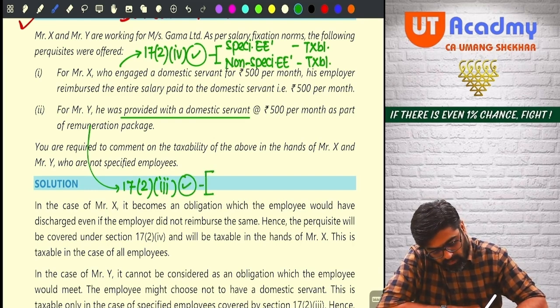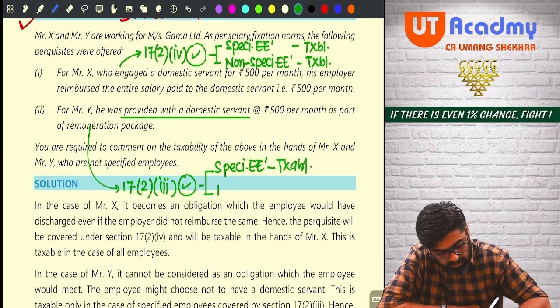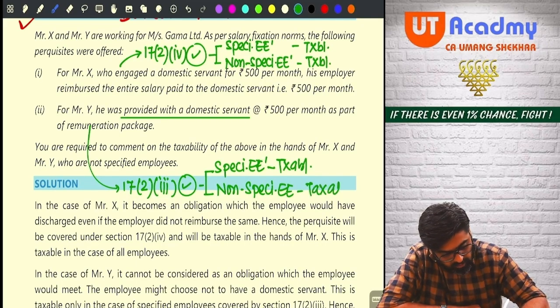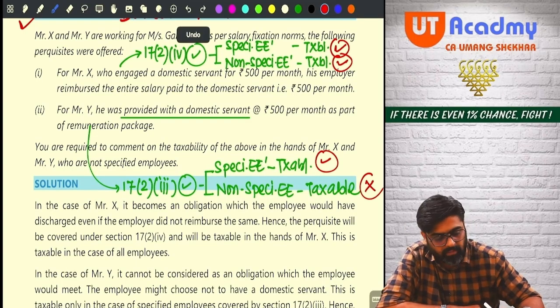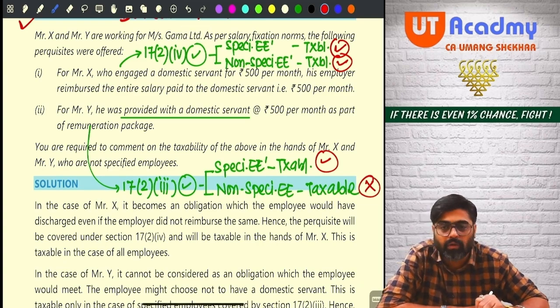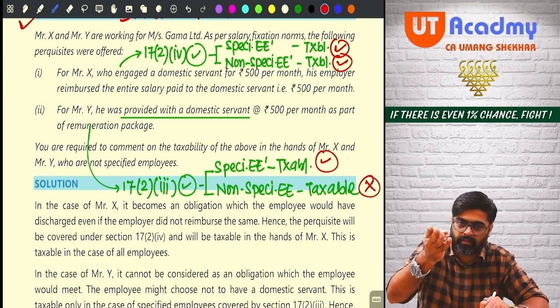If Mr. Y is a specified employee, then only that value of 500 per month will be taxable. And if he is a non-specified employee, then this will not be taxable. Here it will be taxable, and here it will not be taxable. Done? Easy, no? Now if you read the answer, you will get the same explanation.